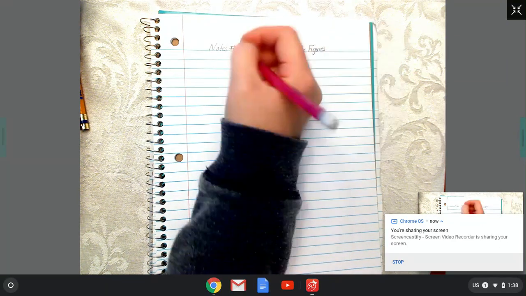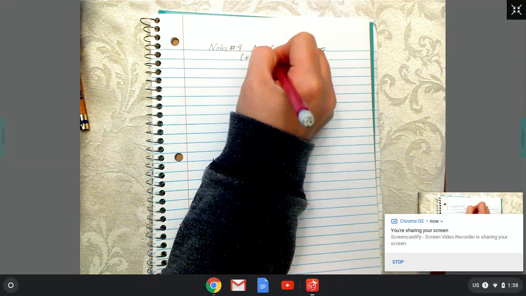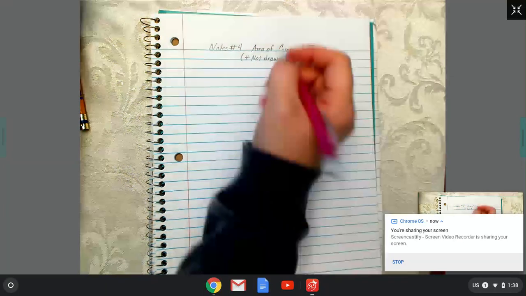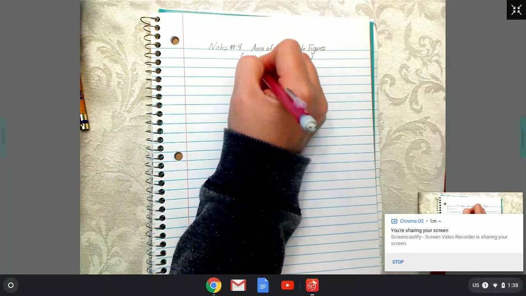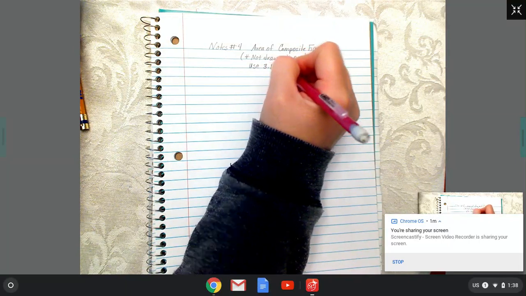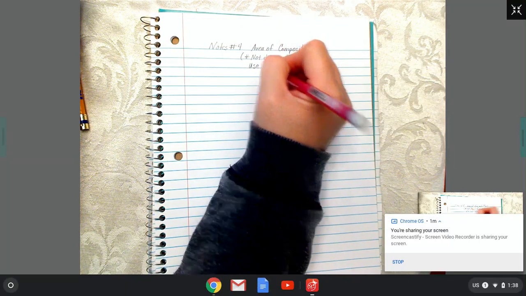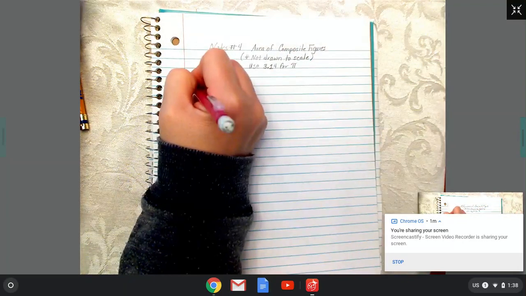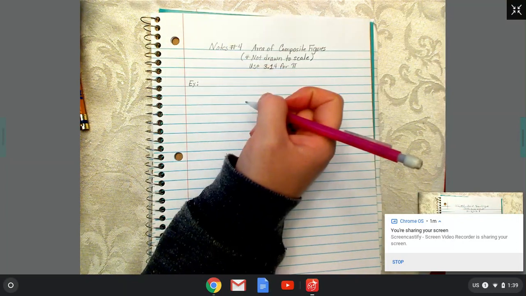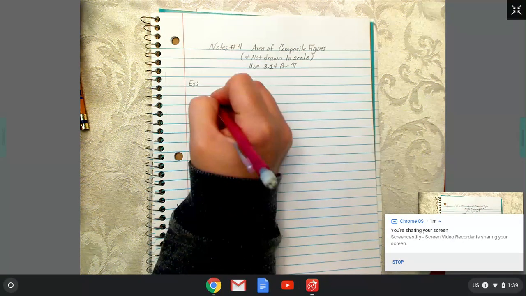Okay, one thing I want to say and to remember is these are not drawn to scale. I'm basically freehanding them, and we're going to use 3.14 for our calculations for pi. So our first example. Now, normally you have to divide these shapes into more than one, but since I'm drawing them, you'll have an idea of what the two shapes are.